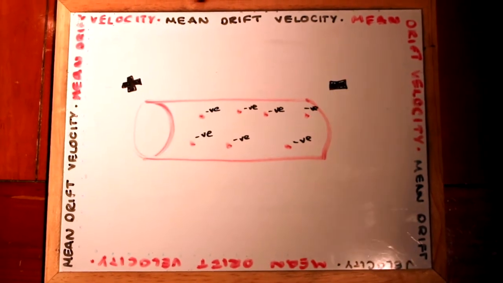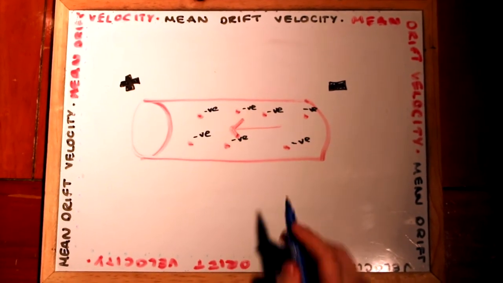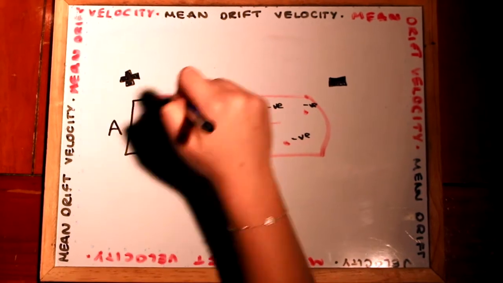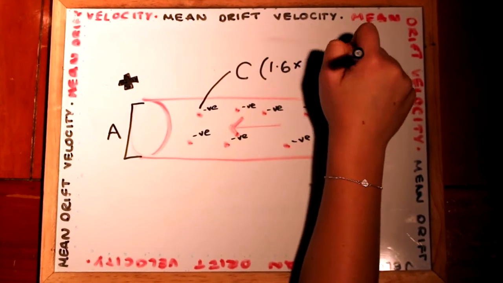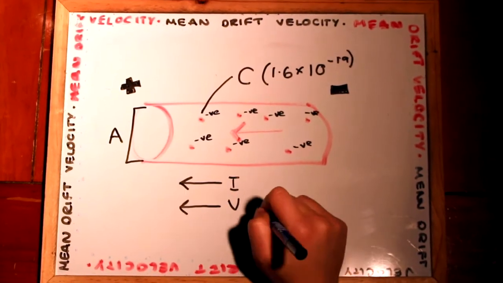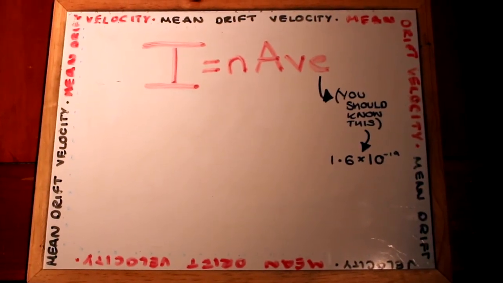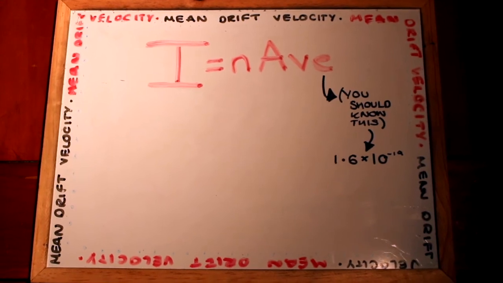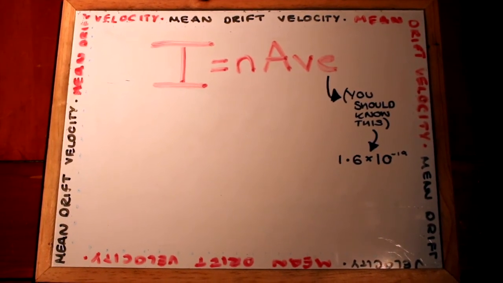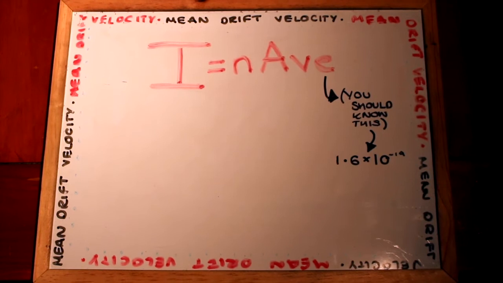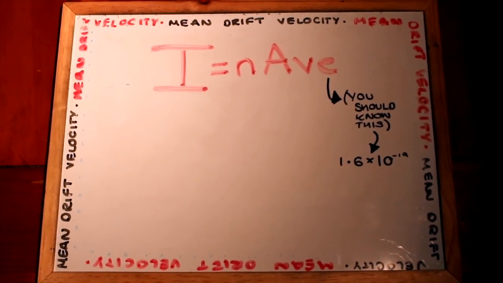To be able to work out the mean drift velocity, you will need to know the cross-sectional area, the charge of an electron, the current, and the number density. This is the equation which is used to find out the mean drift velocity. The number density, the current, or the cross-sectional area. You should already know the elementary charge of an electron.